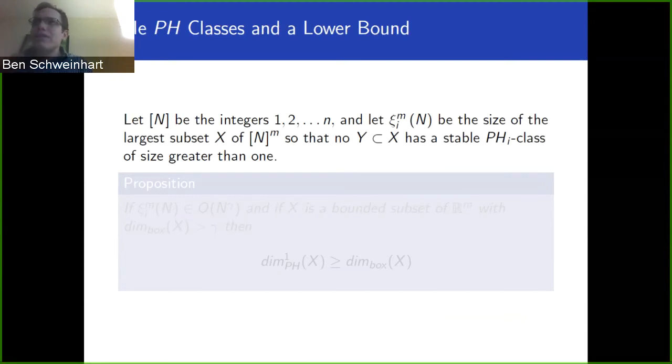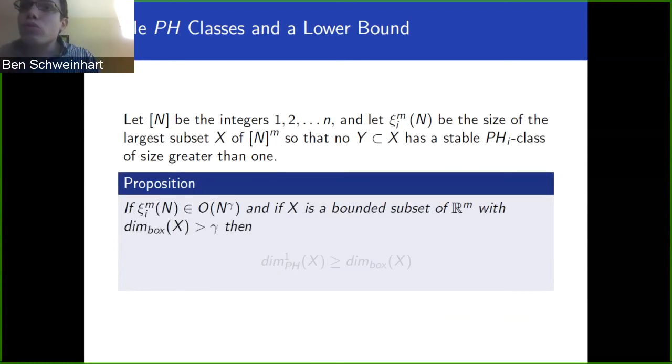Now, why is this of interest? It's because our persistent homology dimension is defined in terms of all subsets of a given set X. Here this relates to all subsets of the cubes that X intersects. And then our proposition relating this extremal quantity to the dimension is that if we have that psi_i^m(n) is of order n to the gamma for some real number gamma, and we have a bounded subset of R^m whose box dimension exceeds gamma, then its i-dimensional persistent homology dimension is greater than or equal to the box dimension.